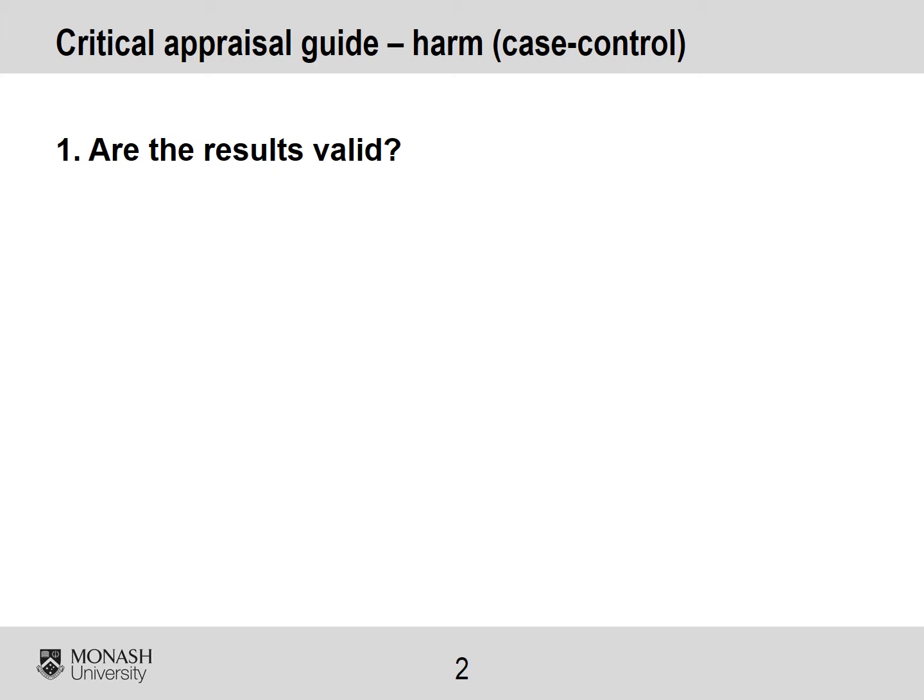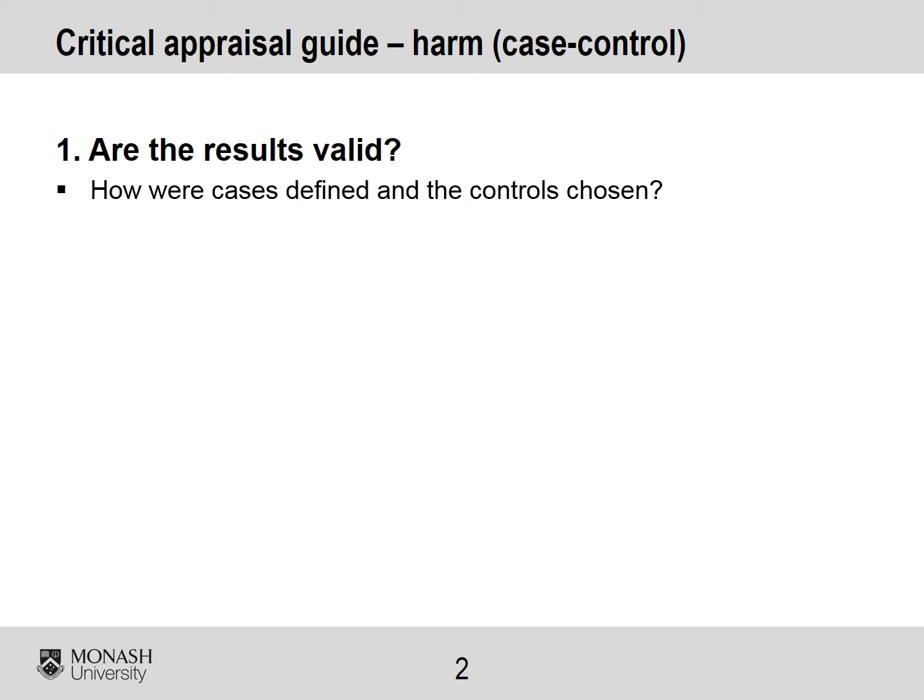We'll focus on the methodology and then run through the results and the application of the paper to your patient scenario. So the first section relates to the methodology and just trying to tease out its validity. The first question for case control studies is to identify the cases and the controls. So in this case, the first question is for you to identify how the cases were defined and how the controls were chosen. So were they matched?